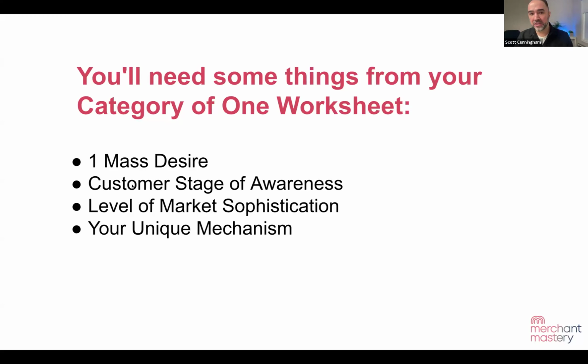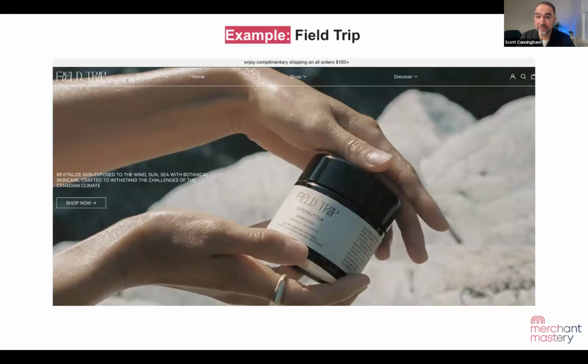And so those are the first three that you need: your desire, what stage of awareness, what level of market sophistication, and the last one is your unique mechanism. This is probably one of the most important ingredients in this equation because this is the one that is uniquely you that really highlights your differentiation. So those are the four things we need for today.